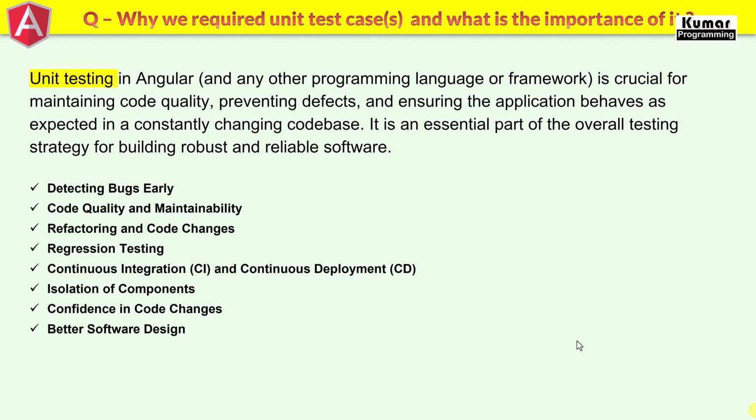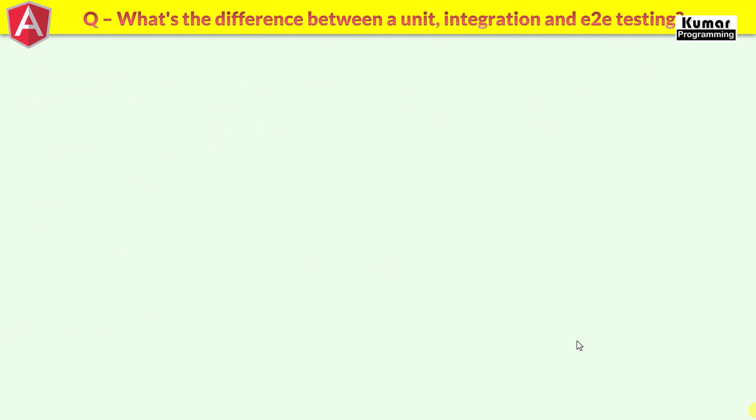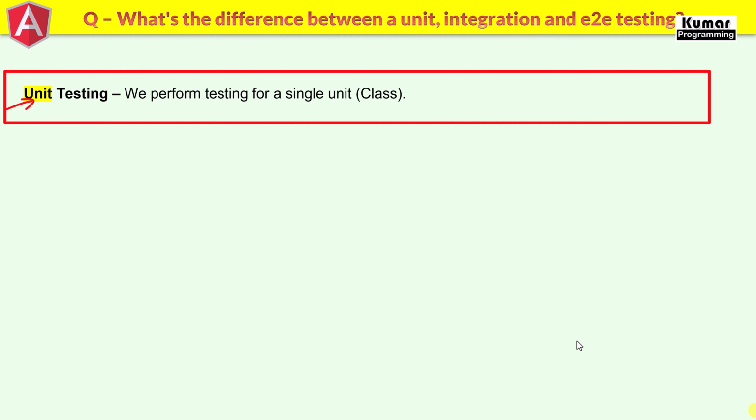Okay, now let's go to the second question. The interviewer may ask what is the difference between unit, integration and E2E testing. Okay, so it's very simple. Unit testing is whenever we perform testing on a single unit, a single class, to check if all the functionality from that class is working as expected or not. That is known as unit testing. And we will see it once I do our practical demonstration.